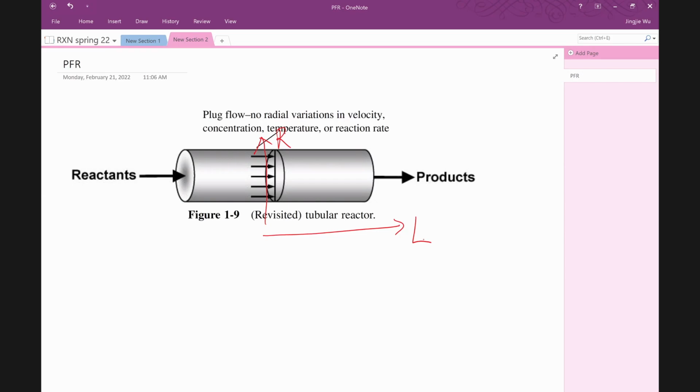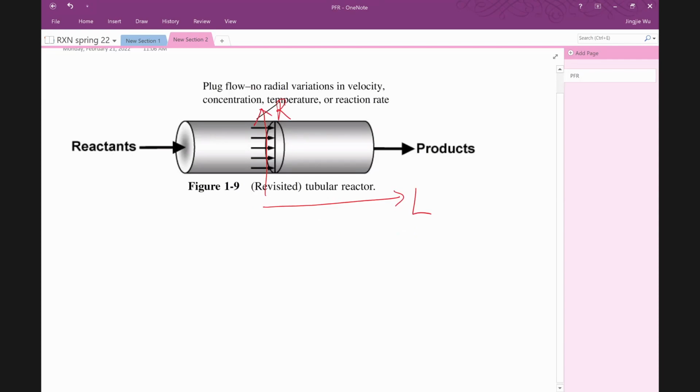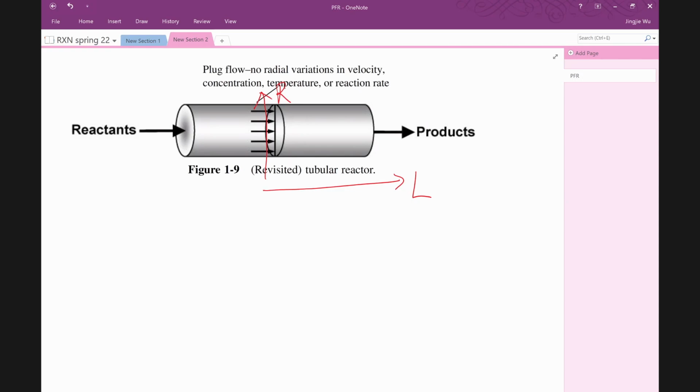To solve the PFR design equation, similarly we will start with the mole balance. I think you should remember the mole balance for the PFR. It is a differential form. FA0 times the change of conversion with the reactor length.